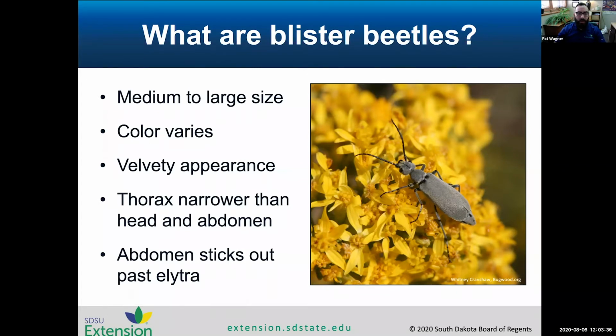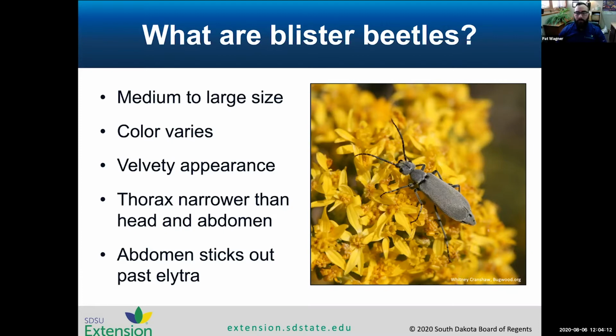So more like the southwestern United States, you get a lot more diversity. In general, blister beetles are a medium to large sized insect. Most of them are under an inch long, but they're around that inch range. They can vary in coloration depending on the species, and I'll show examples of that later on. One thing about these is they have a velvety appearance. They have a lot of really small hairs that cover their body, and you can see in this picture here that they almost look velvety.